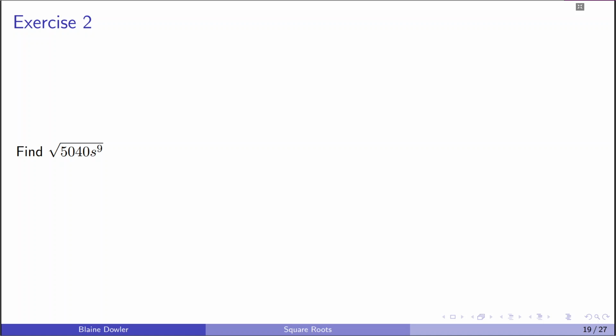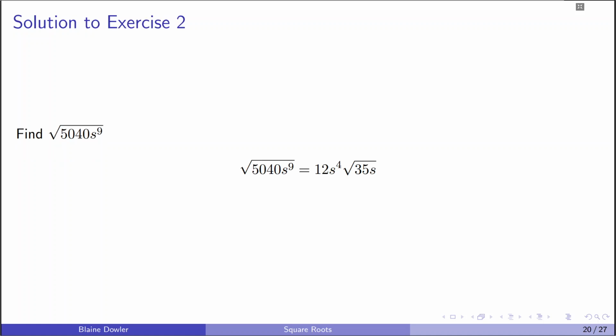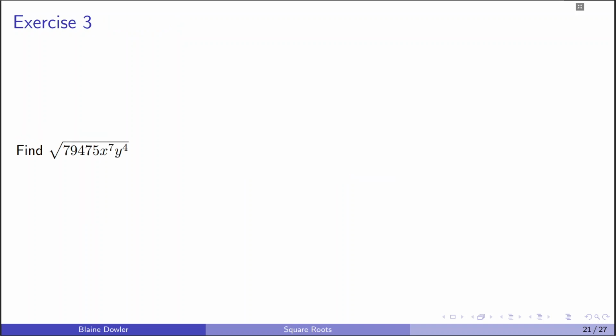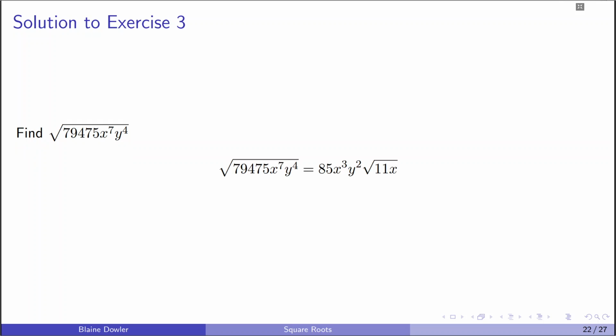Now, square root of 5,040 times s to the 9. Pause now, take whatever time you need. All right, this one simplifies to 12s to the 4th root 35s. Third exercise, 79,475, x to the 7, y to the 4th. Pause now. Take whatever time you need. This is 85x cubed y squared root 11x.